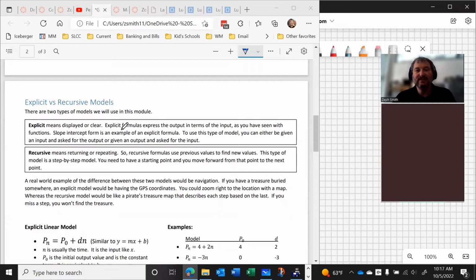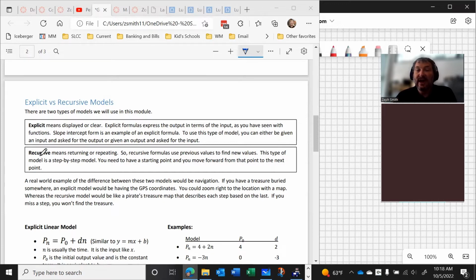Well, first off, explicit means displayed or clear. So an explicit formula expresses the output in terms of the input, like we've seen with function notation and functions, and like y equals mx plus b. Slope-intercept is an example of an explicit formula. To use an explicit model, you are usually given an input and asked for an output, but you could also be given an output and asked for an input. That's really it for how to use it once you have the model.